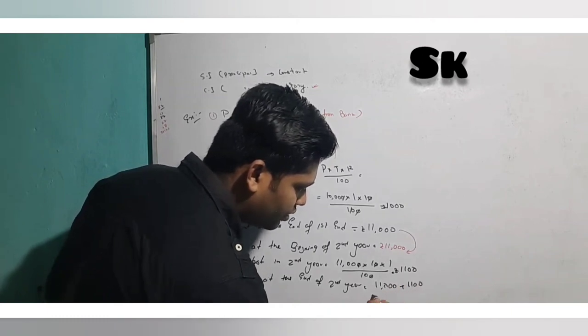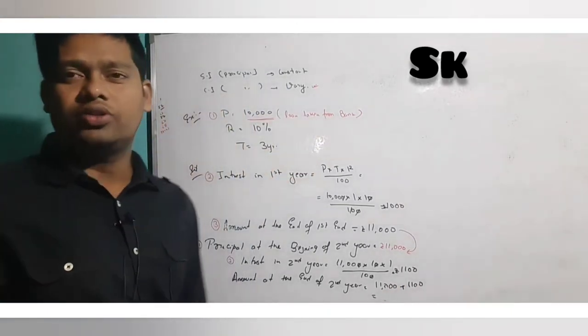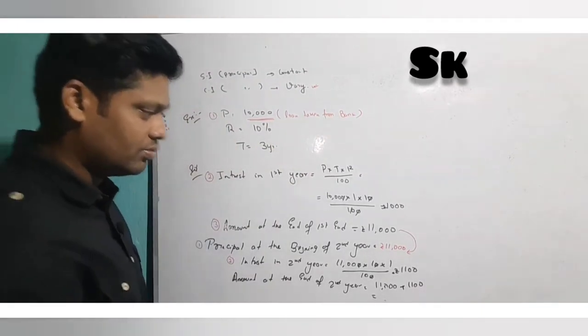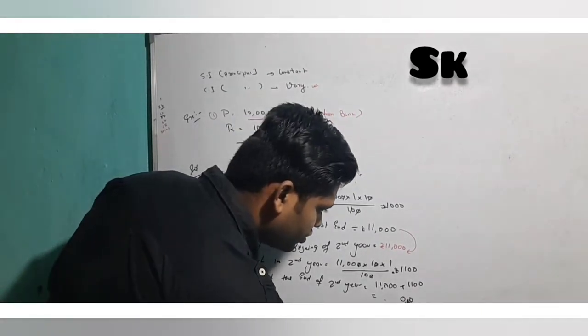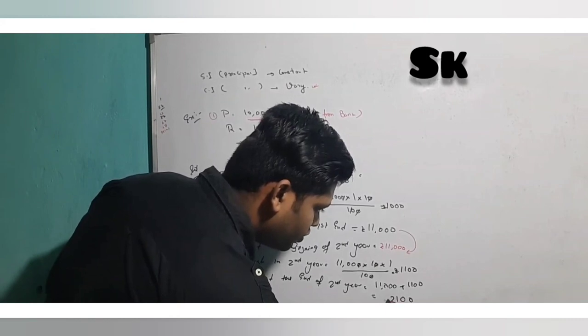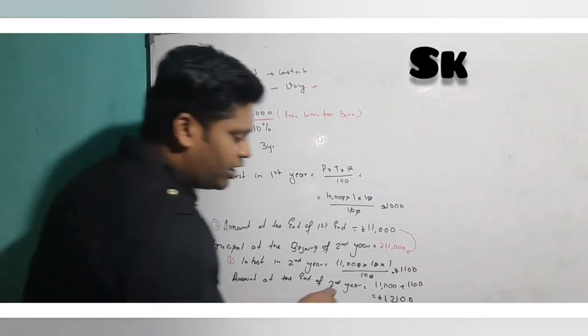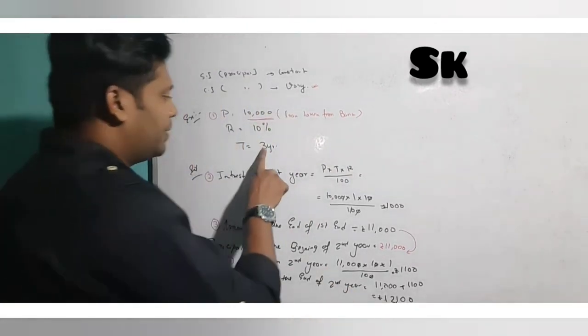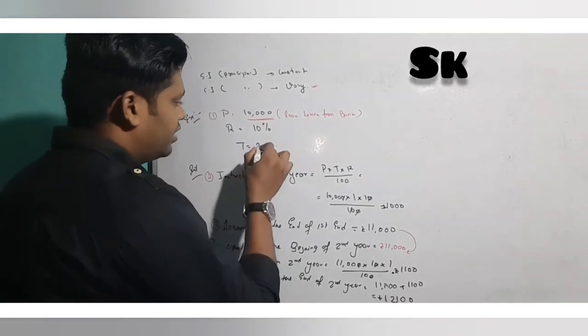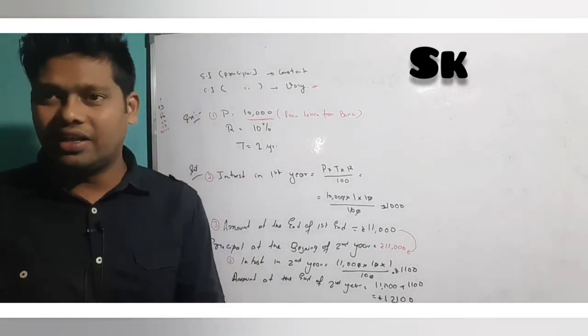11,000, add and tell me. 0, 0. How much will it be? It will add up to how much? 0, 0, here it will be 1, here 2, 12,100, na? 12,100 is the amount at the end of second year. Okay, do one thing, you keep it for second year only. Second year, clear? Up to here it's clear, everything is clear.